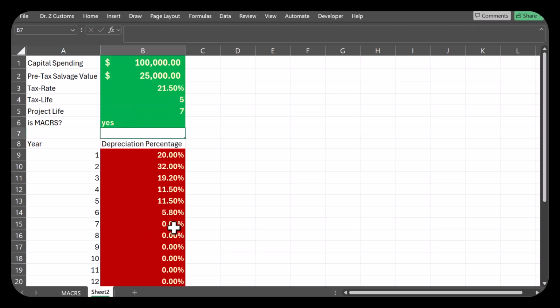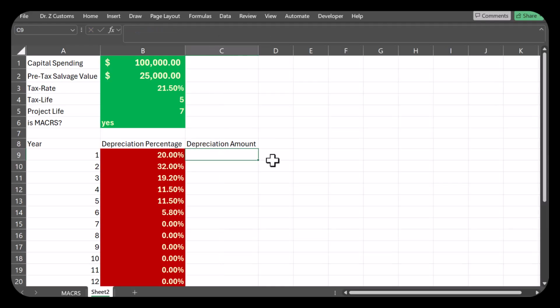Once we get our depreciation percentage, depreciation amount is easy to calculate. Depreciation percentage for that year multiplied by the capital spending. I'm going to make that a different color, blue maybe.